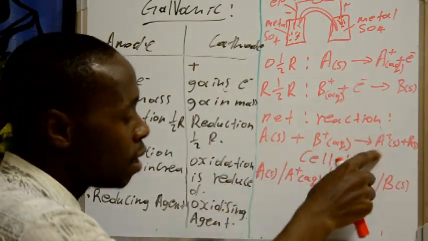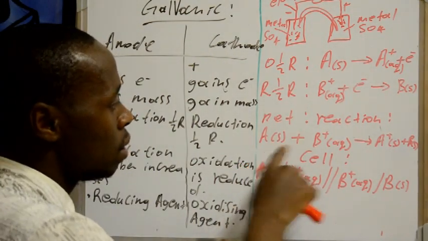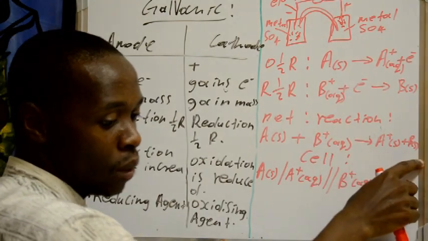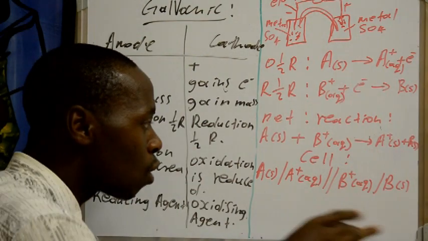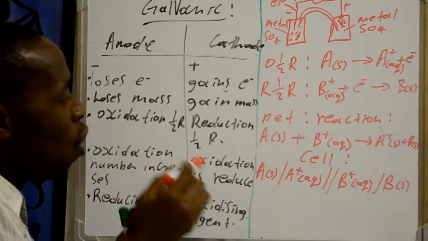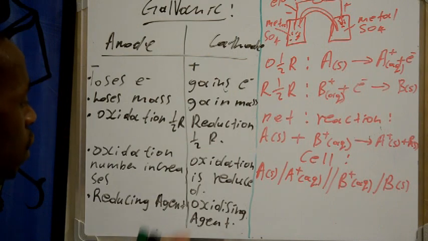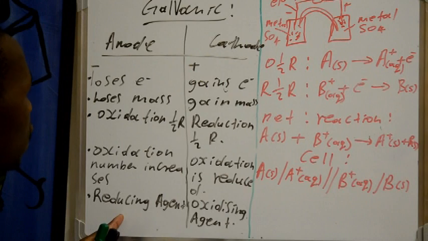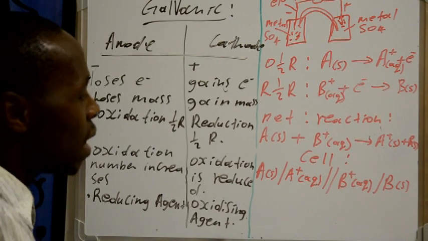So from this reaction, you can see the anode is here and the cathode is there. So this is what we find here. In this reaction, the species that is oxidized is the reducing agent. The reducing agent is oxidized. The reducing agent is the one that loses electrons.